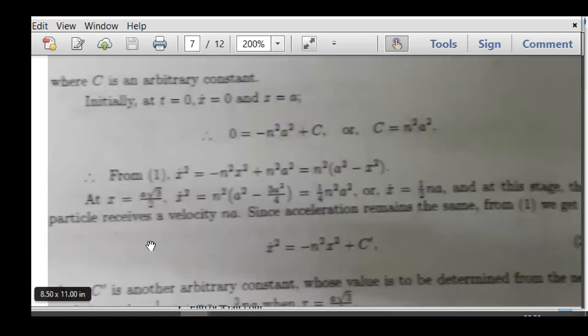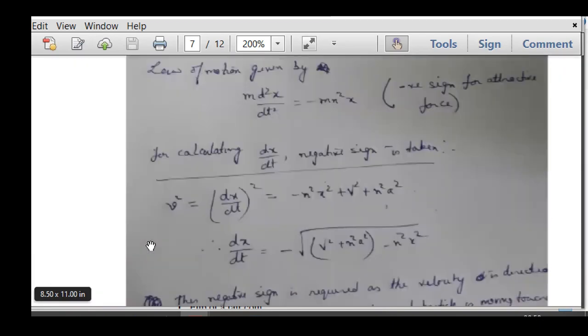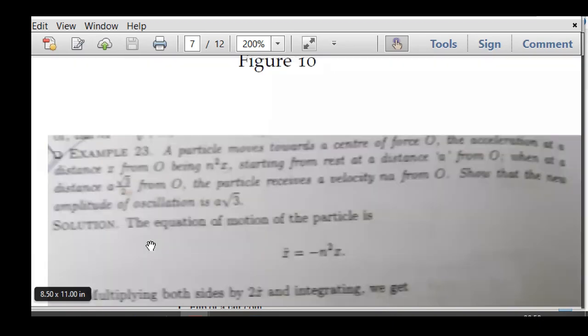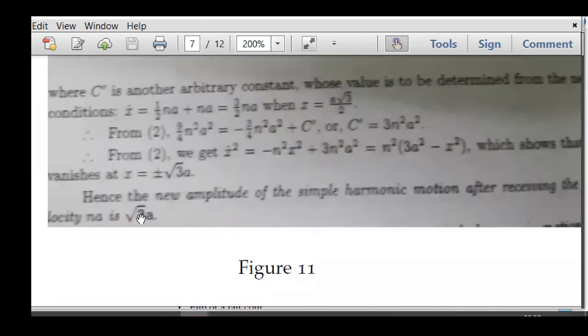So whatever this question asked for, let me recall it once again. Show that the new amplitude of the oscillation is this thing. So this is actually what is asked for. We have to show that the amplitude of the oscillation is this thing, and we have already proved it here. So this is it.